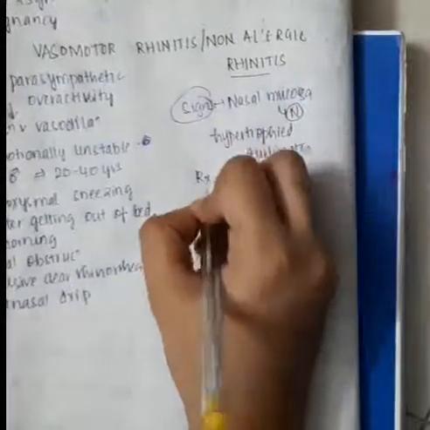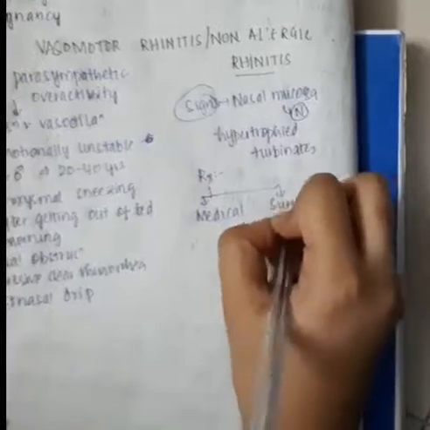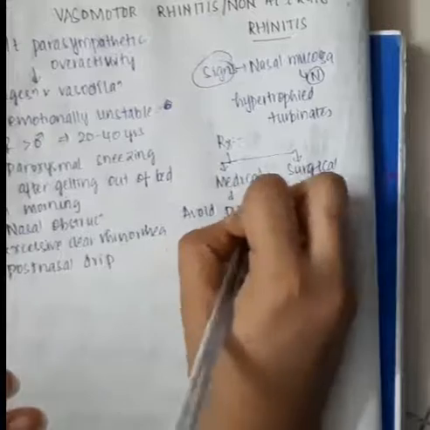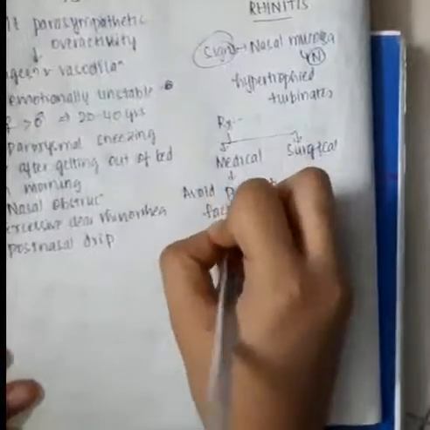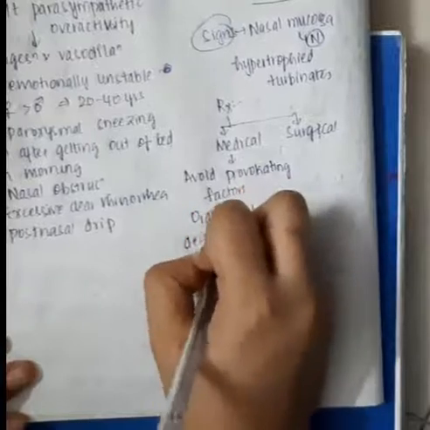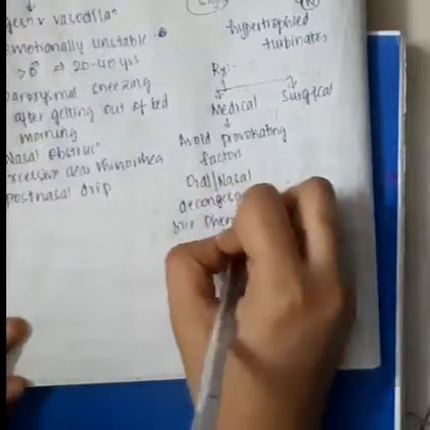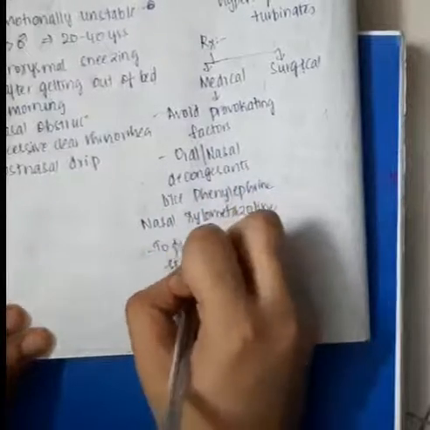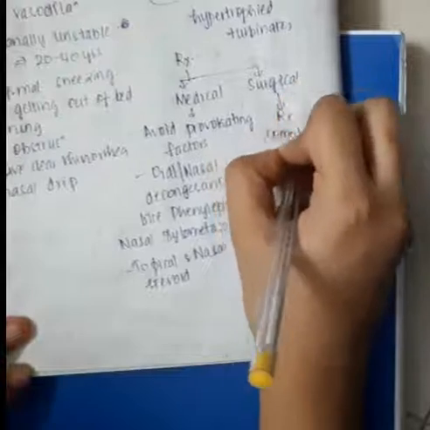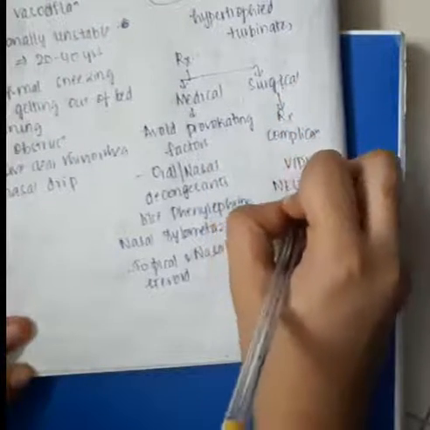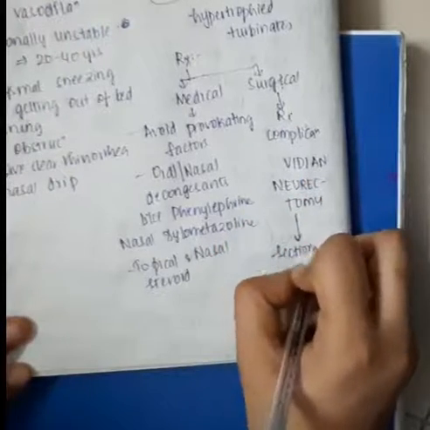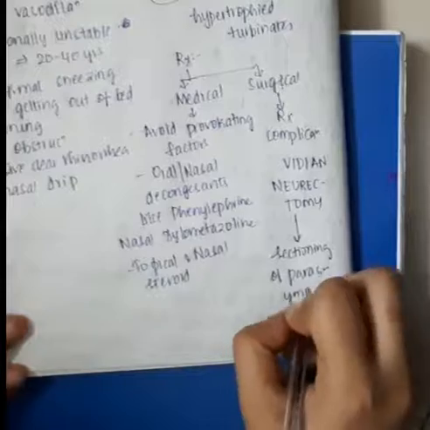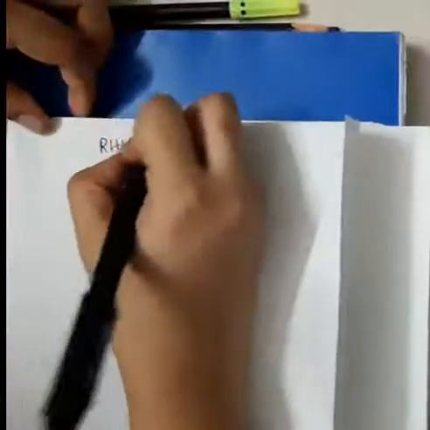And if you see the treatment, you should give medical therapy and you can also give surgical therapy. In the medical therapy, you will have to avoid the provoking factors. You can give oral or nasal decongestants like phenylephrine, nasal xylometazoline can be given, and you can also give topical nasal steroids. Surgery is mainly to treat the complications. In the surgery, you can do Vidian neurectomy. This Vidian neurectomy helps in sectioning the parasympathetic fibers, that is, cutting the parasympathetic fibers.